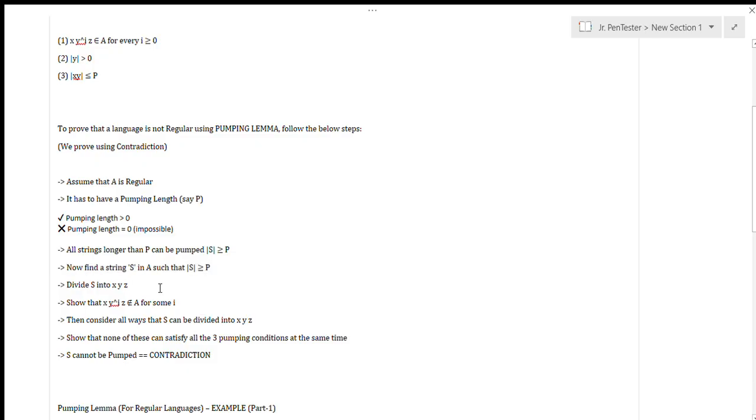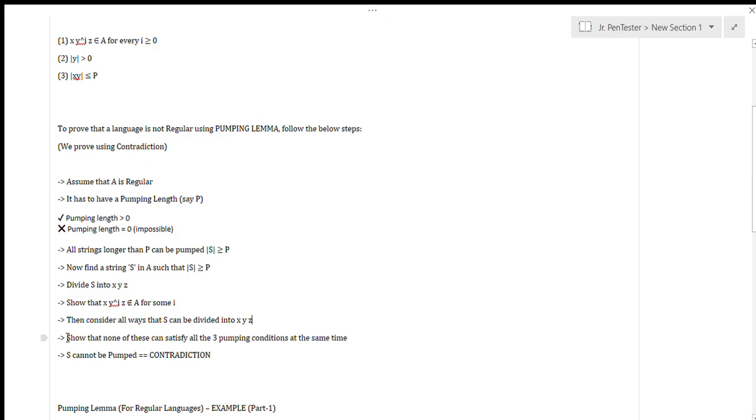Then we are going to divide our S into three parts, X, Y, and Z. And then we're going to show that as we increase the powers of Y, the resulting string does not belong to our regular language A for some value of i. And this is going to be our proof by contradiction that our language is not regular. Now, we will consider all ways that S can be divided into X, Y, and Z, which you're going to see in the coming example as well.